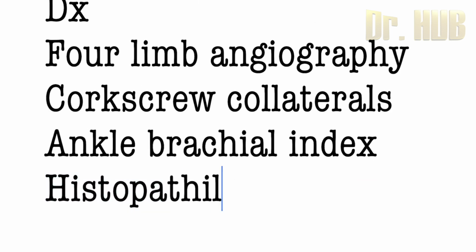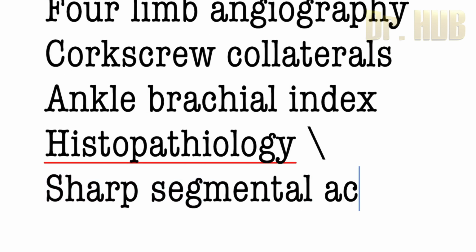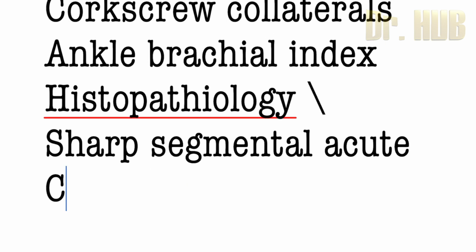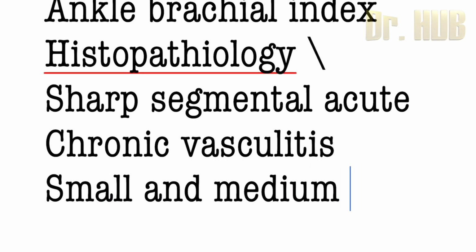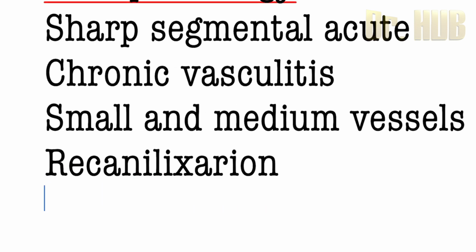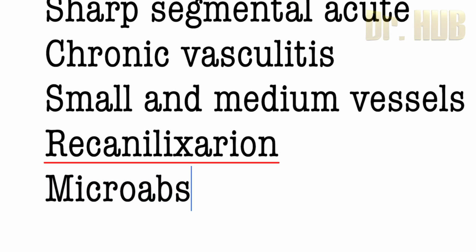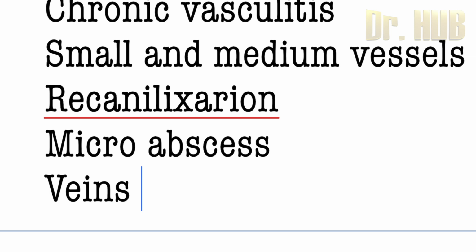Then if you look at the histopathology, it shows sharply segmental acute and chronic vasculitis of the small and medium vessels, with thrombosis of the lumen, which may undergo organization and recanalization. The thrombus contains microabscesses, and the inflammatory process extends to involve the neighboring veins and nerves. So with time, all three structures, artery, vein and nerve, become encased in fibrous tissue.